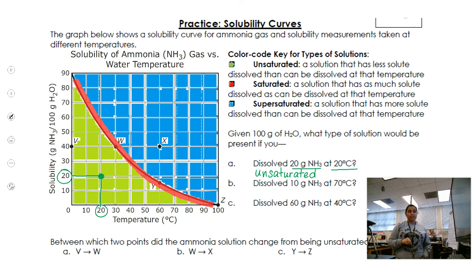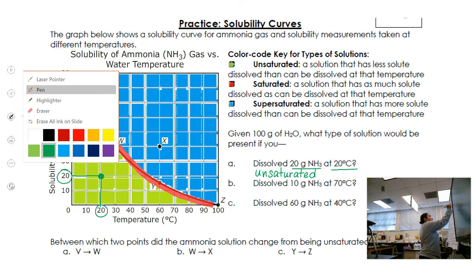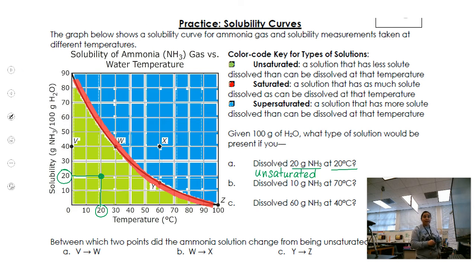Now let's try the next combination. Dissolve 10 grams of NH3 at 70 degrees Celsius. So what I do is I find my 10 grams, so that's on the y-axis, and then I find my 70 degrees Celsius, and that's on the x-axis, and then I see where that combination meets, and I notice that that combination is right on the line, and so then that would represent a saturated solution.